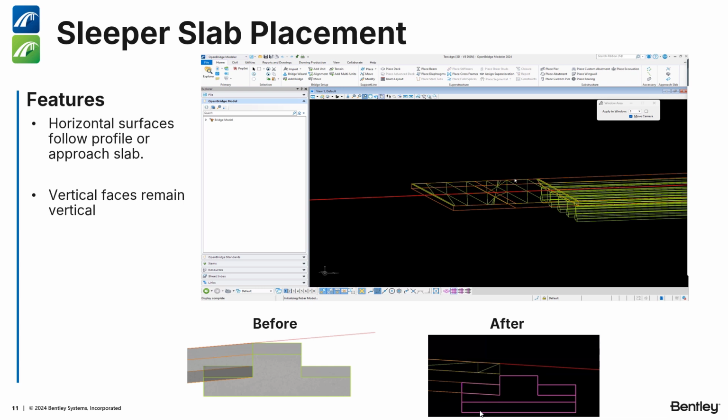Some enhancements as well on the sleeper slab placement. There was a refinement, as you can see on the before picture. The library on the sleeper cell was having that straight, but now as the approach slab connects to the sleeper slab, we automatically adjust and accommodate that edge to the incoming approach slab following the roadway profile.